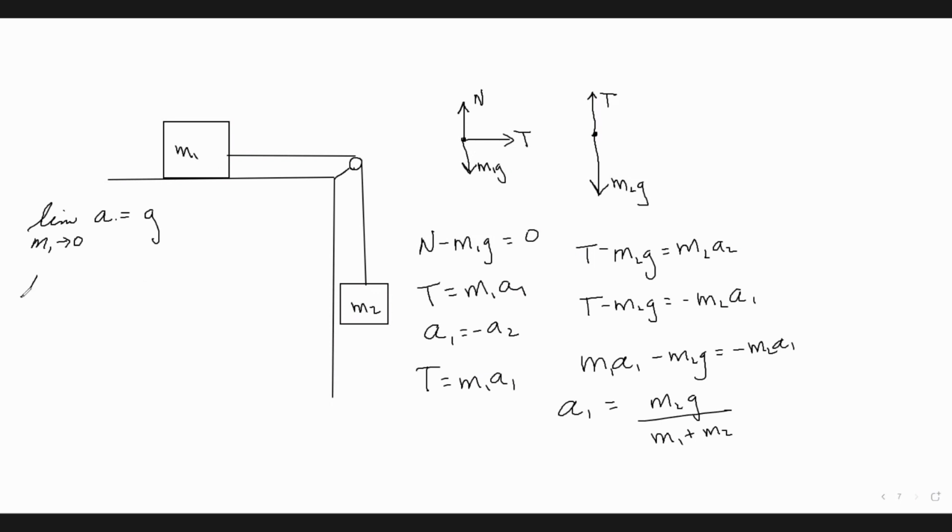What's the limit as M1 goes to infinity of A? We'll let M1 become infinitely large, then this term dominates. 1 over that term, A is equal to 0. So if M1 is infinitely heavy, then M2 is not going to move, and neither is M1.